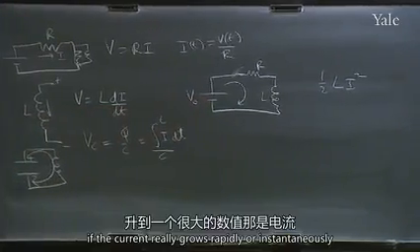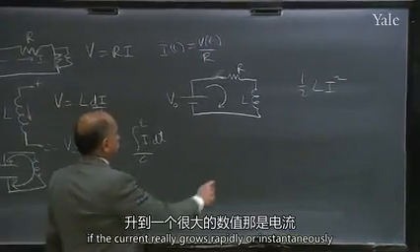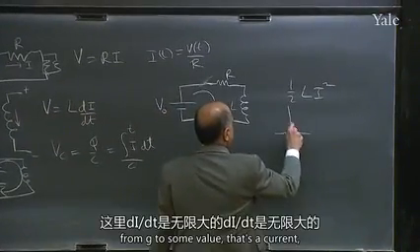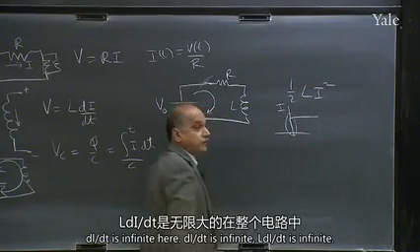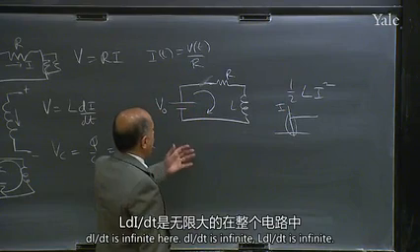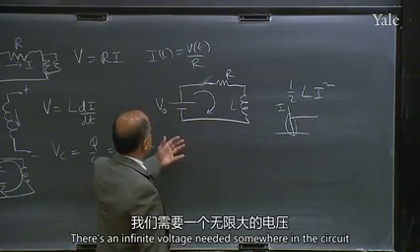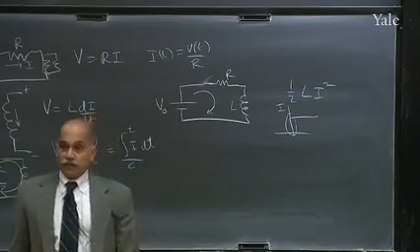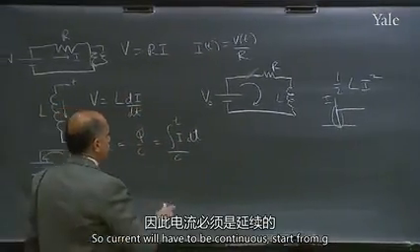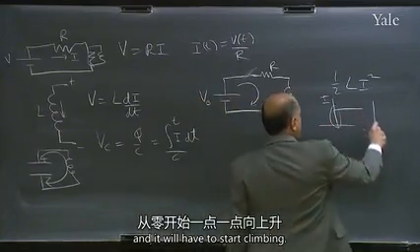Or if you like, if the current really rose rapidly or instantaneously from 0 to some value, di/dt is infinite here. di/dt is infinite, L di/dt is infinite. There's an infinite voltage needed somewhere in the circuit, and we don't have it. So that will not happen. So the current will have to be continuous, start from 0, and it'll have to start climbing.